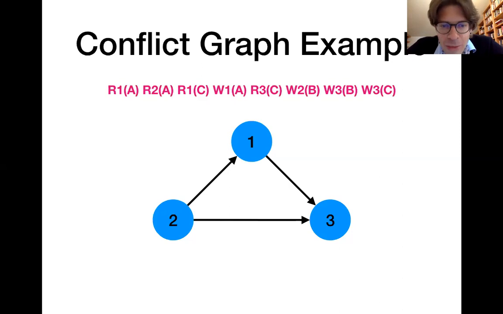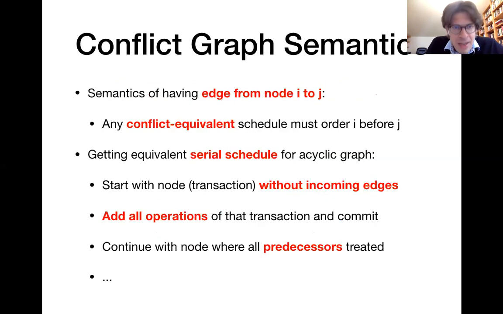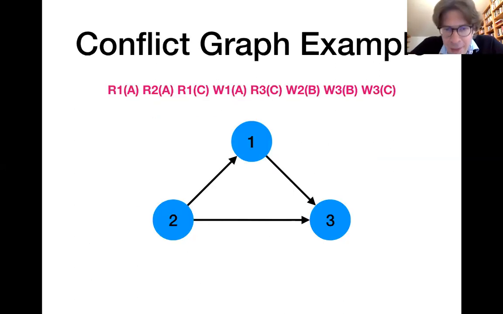Here now I'm drawing the edges. I believe we covered all of them. Very good. All right, so that is the conflict graph. And finally, I would have to check whether that conflict graph has a cycle or not. And in this case, we don't have a cycle. So this one is conflict serializable.